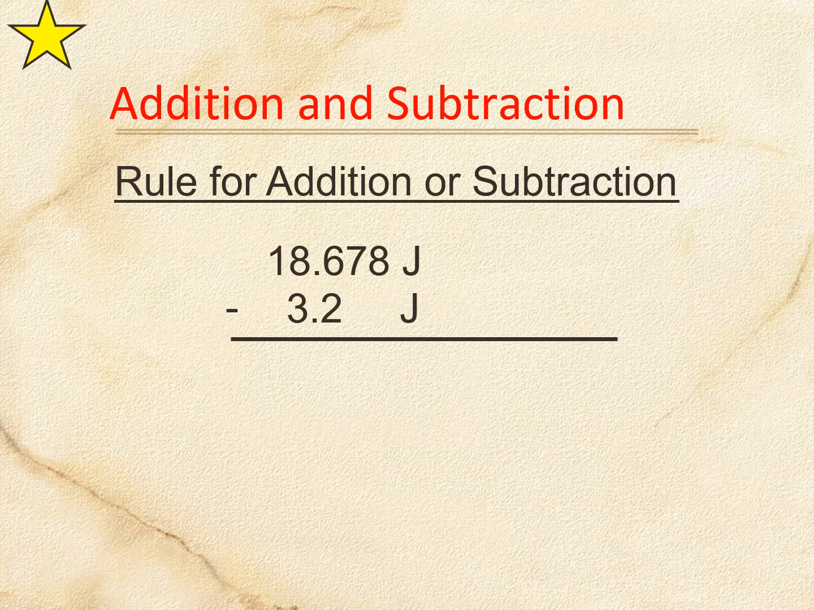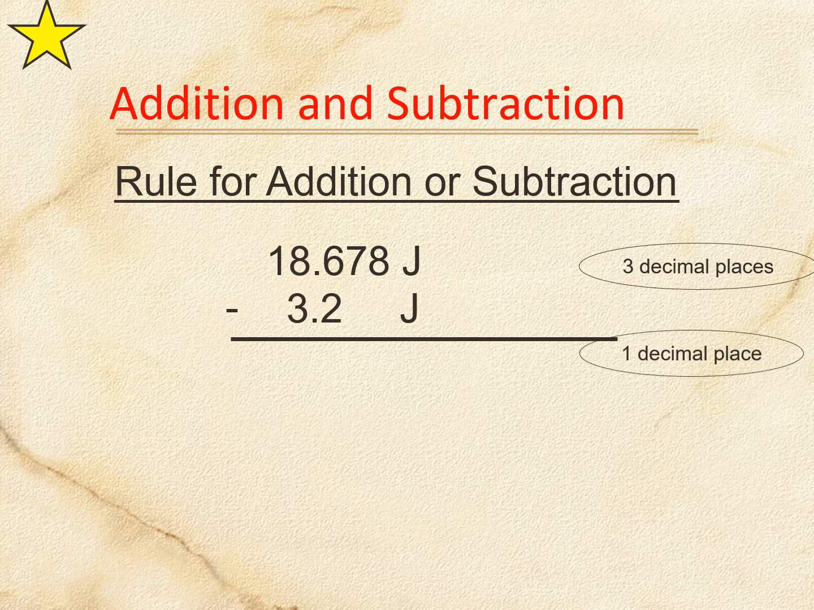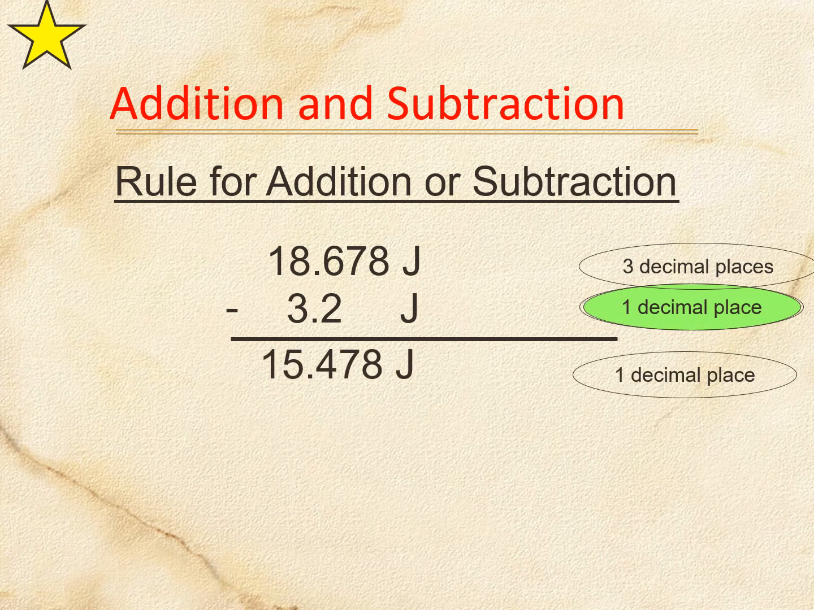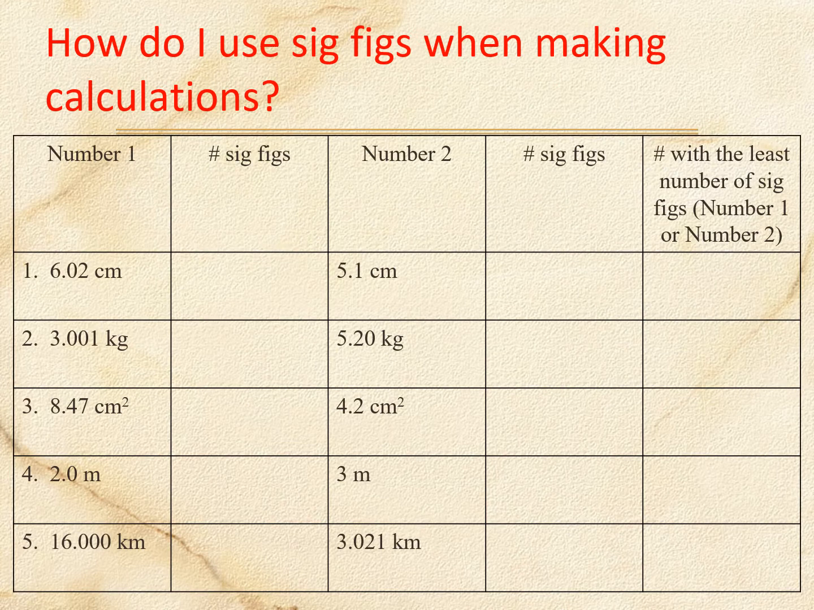More subtraction. So we got 3 decimals, 1 decimal. The answer is going to be 1 decimal. When you do the math, 15.478. Is it going to round up? You betcha, 15.5.